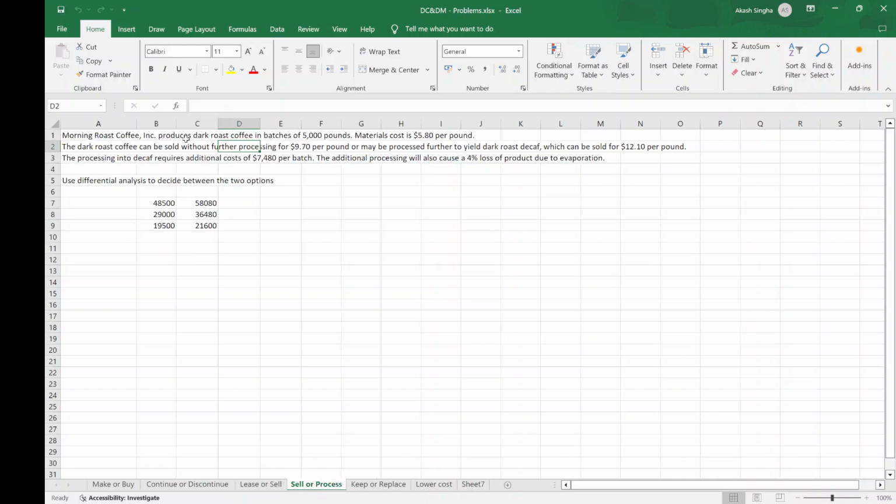Morning cost coffee in batches of 5,000 pounds. Material cost is 5.80 per pound. The dark roast coffee can be sold without further processing for 9.70 per pound or may be processed further to yield dark roast decaf, which can be sold at 12.10 per pound. The processing into decaf requires an additional cost of 7480 per batch. The additional processing will also cause a 4% loss of product due to evaporation.